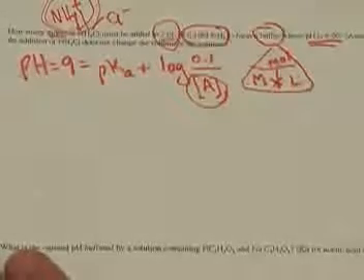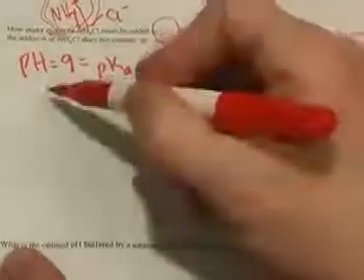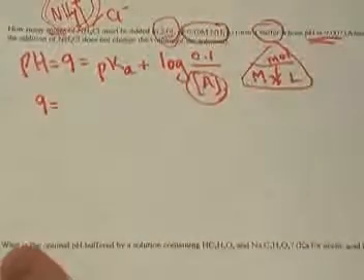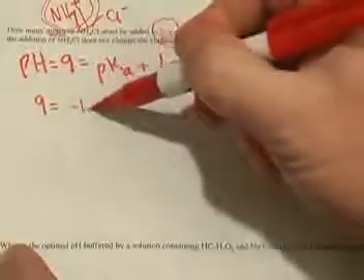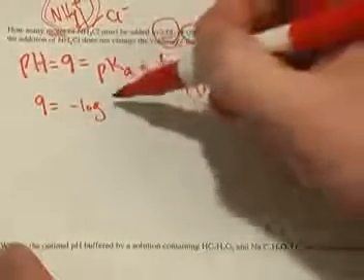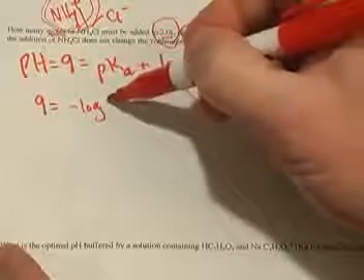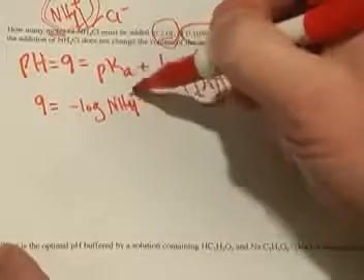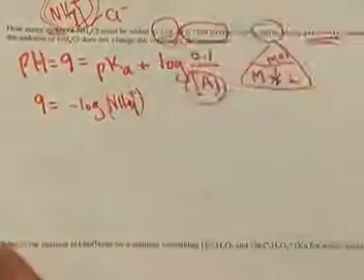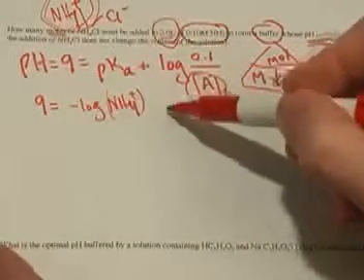Okay, let's work the rest of the problem now that we know how to set it up. 9 is the pH. It's equal to the pKa, and the pKa we'll have to calculate. That's the negative log, remember, of the Ka of NH4 plus. And if we look up the Ka of NH4 plus, we'll put that in there.